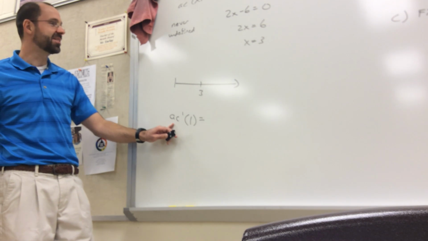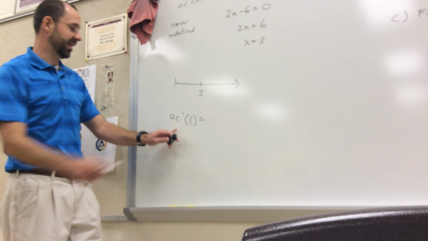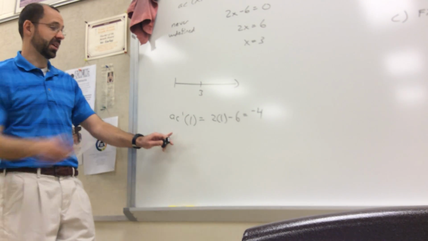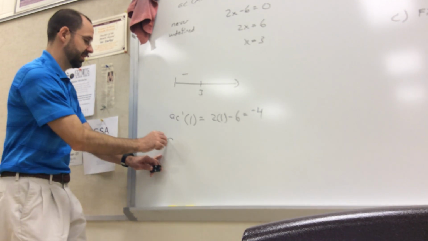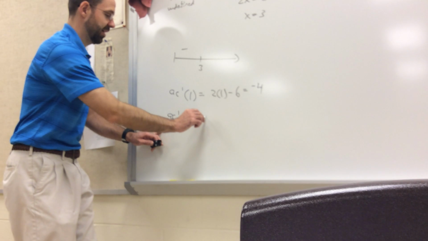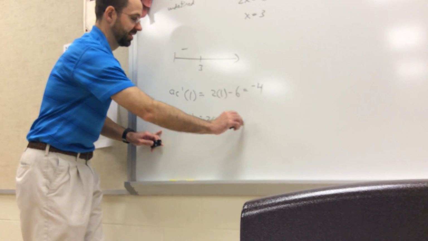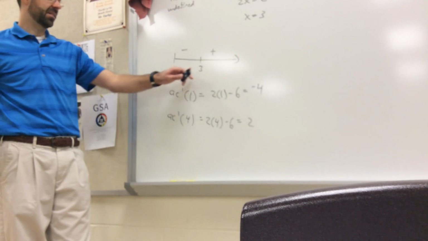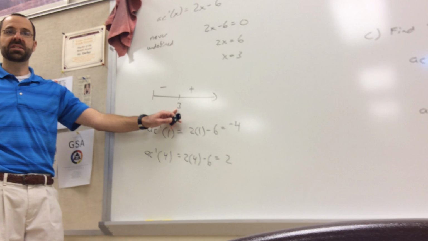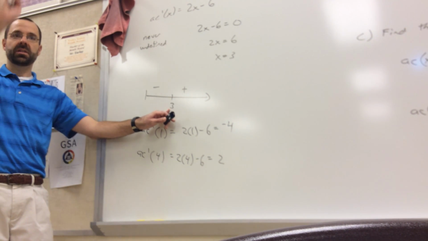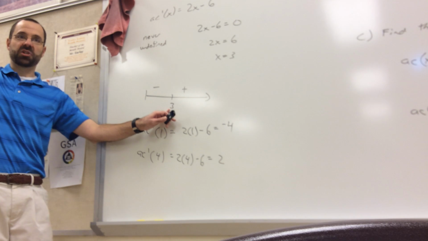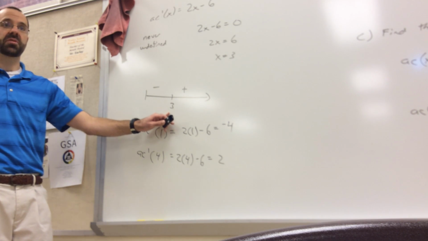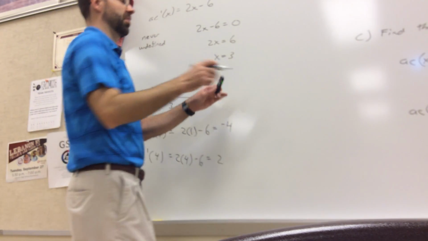So you plug 1 into the average cost derivative, and that's 2 times 1 minus 6. So that's negative 4, so that's negative. And then you plug 4 into the average cost derivative, so that's 2, so that's positive. So that's good that this is a min, right? And since it's the only critical value, it's the absolute min, because the graph is always going down and then always going up. So x equals 3 is the absolute min. Well, it's where the min occurs.